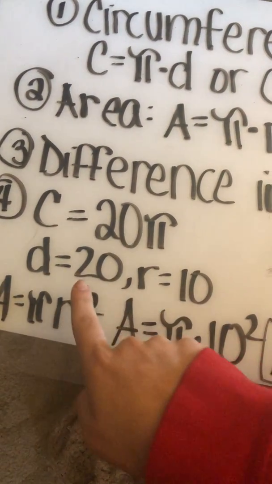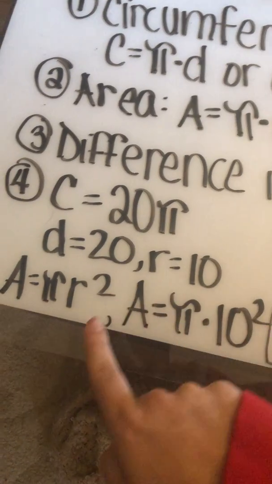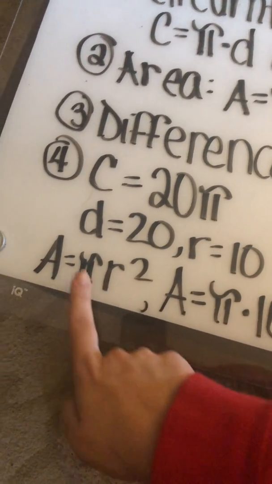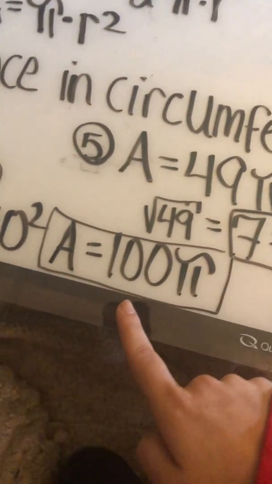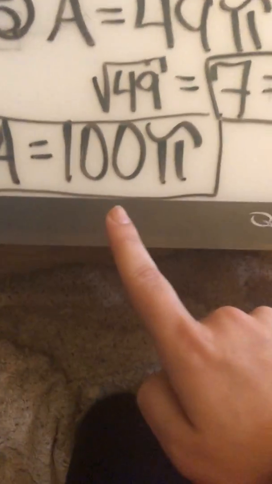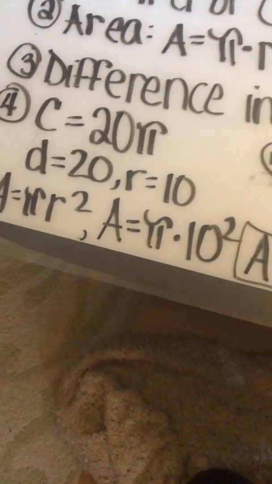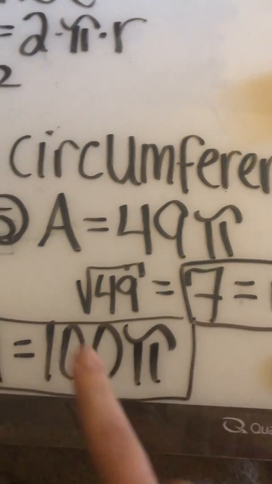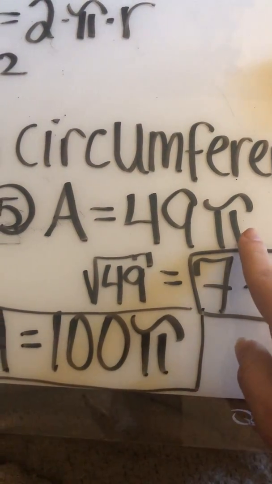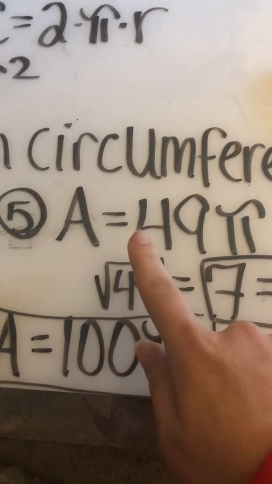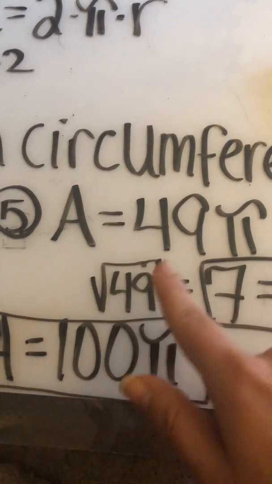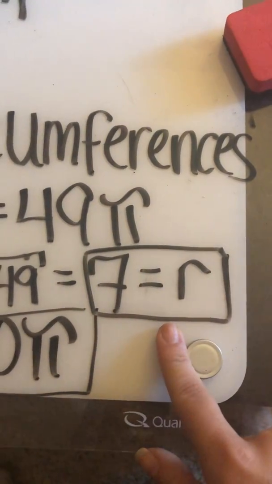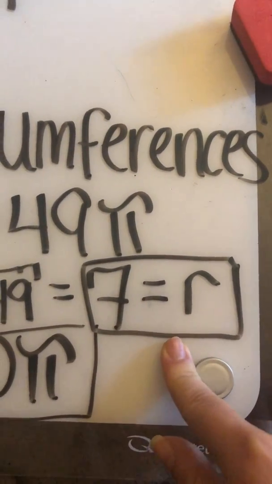Question 4, they're going to give you a circumference in terms of pi. You figure out what the diameter and the radius is. You then take that radius, plug it in, because you're looking for the area in terms of pi. Once it's plugged in, you keep solving until pi and a number is the only thing left. So your answer was 100 pi for this example. Okay, and then the last one, they're giving you an area in terms of pi. They want to know what the radius is. So all you do is you take the square root of it, and then that would be your final answer for your radius.